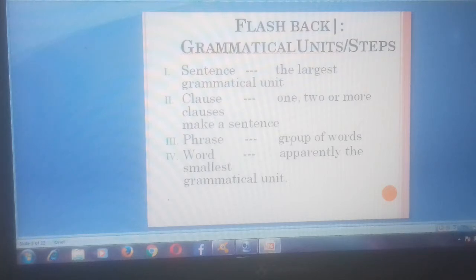And if we break sentences, we will find phrases. Phrases are group of words. And word, at this stage, in today's discussion, we will opine that apparently word is the smallest grammatical unit. So we must form a clear idea about sentence, about clause, about phrase and word. Only then it will be possible to enter into the task of transformation of sentences.